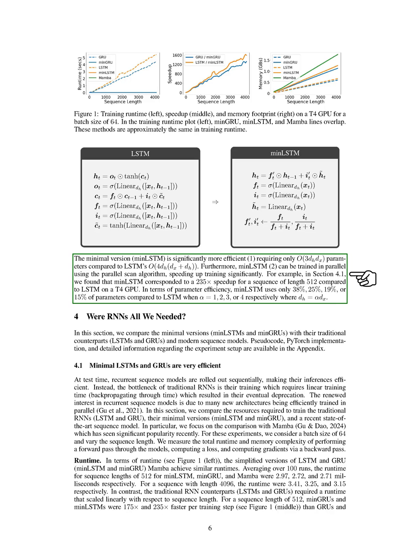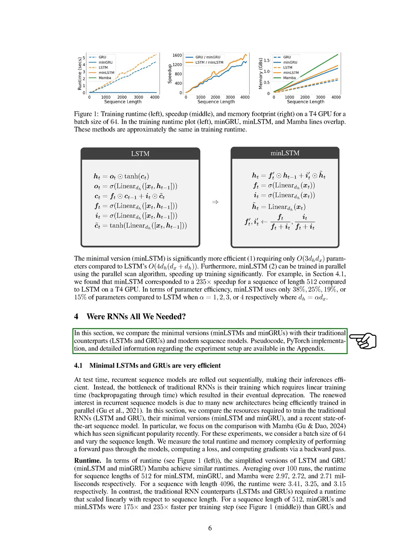Additionally, min-LSTM can be trained in parallel, which significantly speeds up the training process. For instance, we observed a speedup of 235 times for sequences of length 512 on AT4 GPU compared to LSTM. In terms of parameter efficiency, min-LSTM uses only 38%, 25%, 19%, or 15% of the parameters of LSTM when the hidden size is a multiple of the input size.